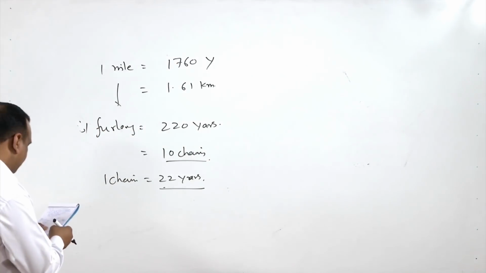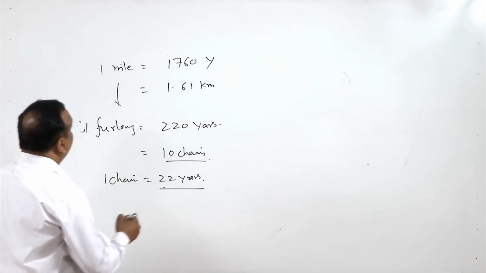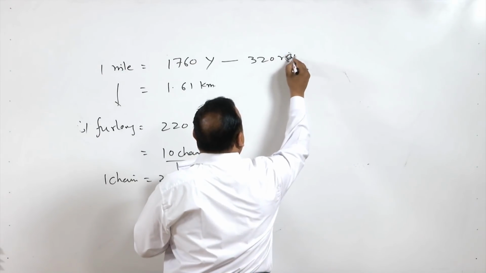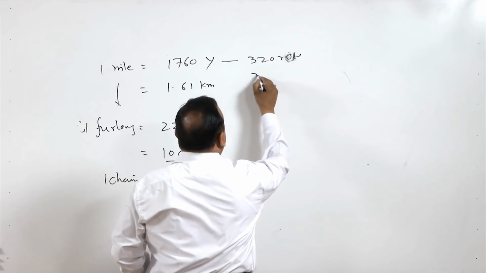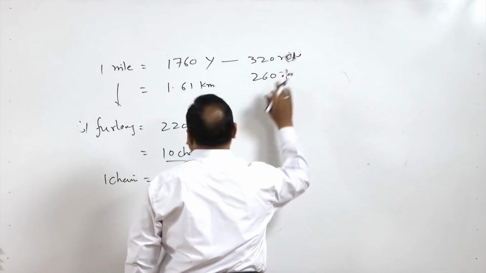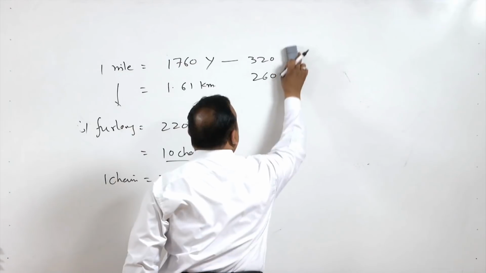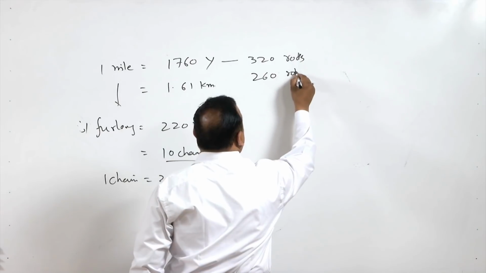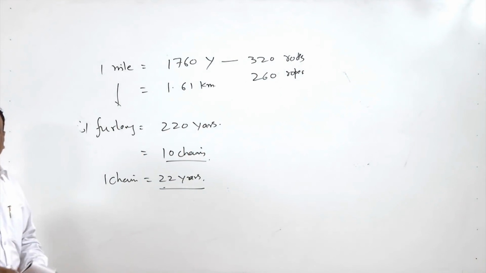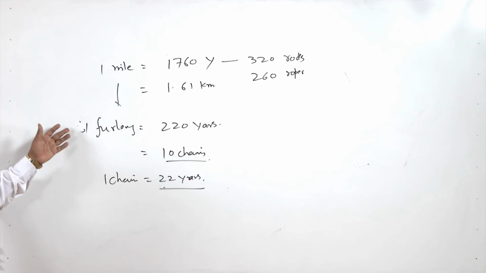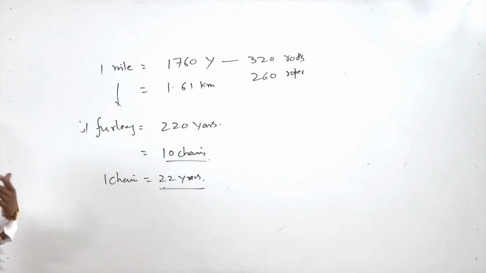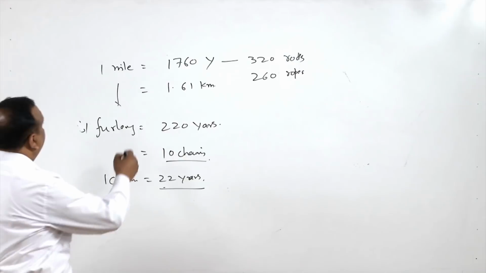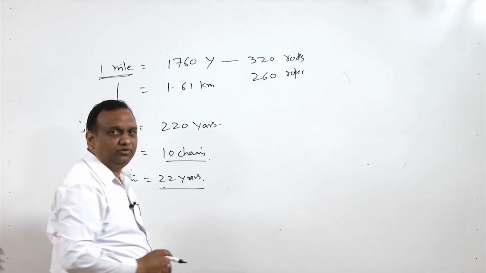In addition to that, there is a unit of rods also. So 1 mile is 320 rods. So these are old units, right? But nowadays we are following the SI system, we are following meters, kilometers, but we have to be conversant with these units also. And there was a nautical mile also in those days.